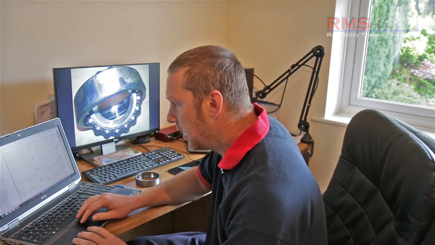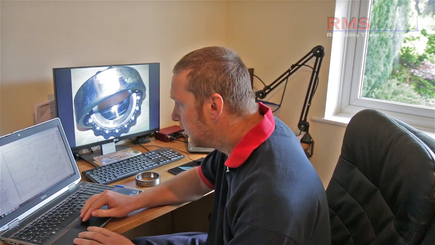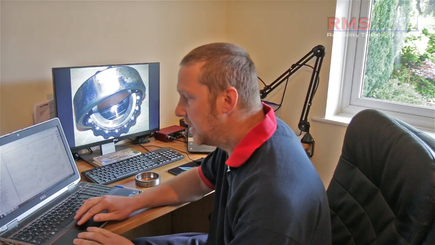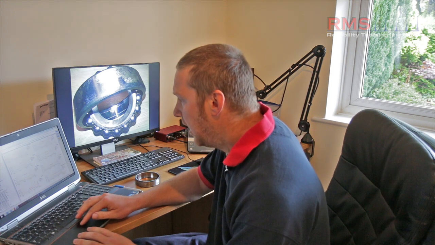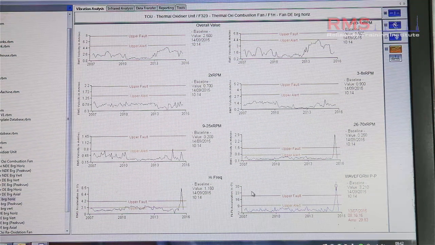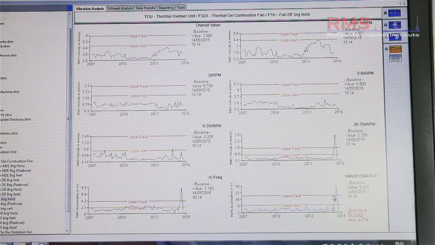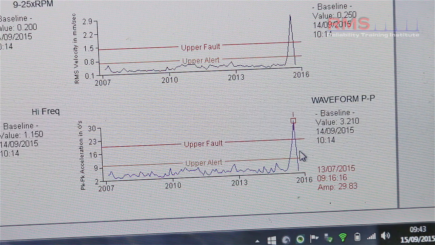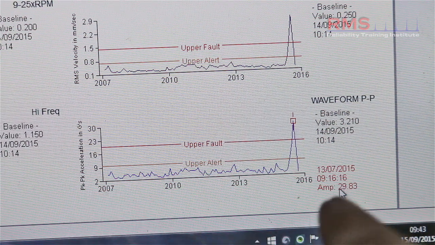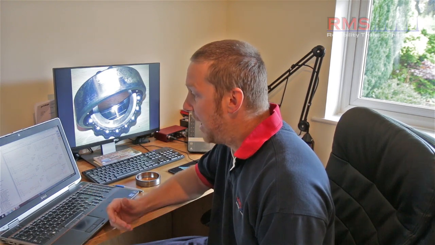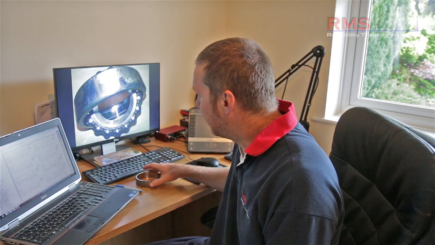Right, so if you remember the point last time that showed it up the best was the fan drive end horizontal. This is where we suspected the defect was. And as you can see, nothing's much changed on the lower parameters, but certainly on the 26 to 70 times, the high frequency and the waveform peak to peak, we've got a drop from, I think it was 30 odd G's down to 3.2. So that's great. So we can see a significant drop there in levels, which you'd expect because they've changed the bearing.